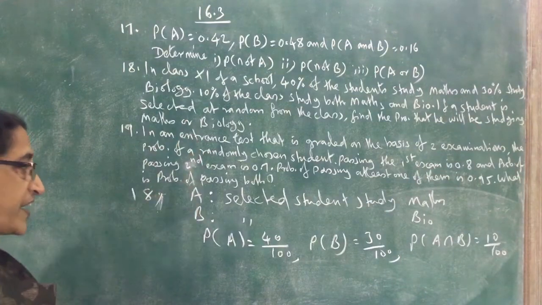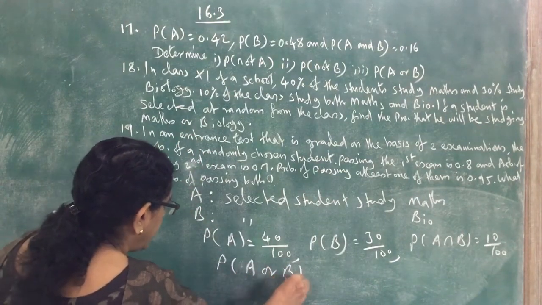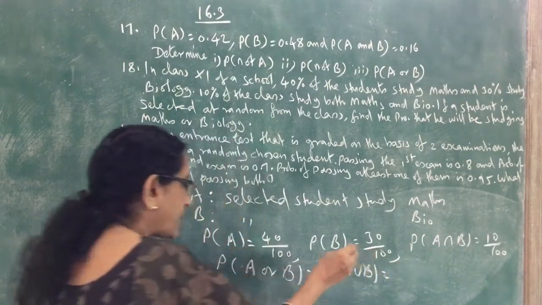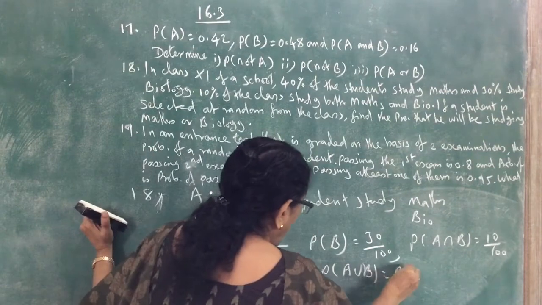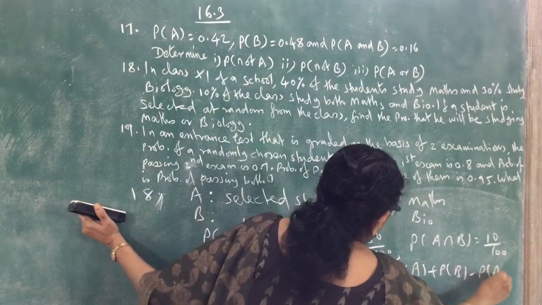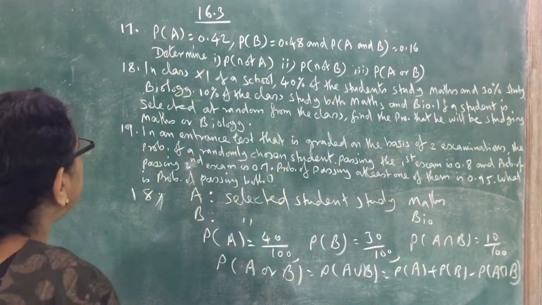That means we want to find probability of A or B. Probability of A or B is the same as probability of A union B, that is equal to, applying the formula, probability of A plus probability of B minus probability of A intersection B.